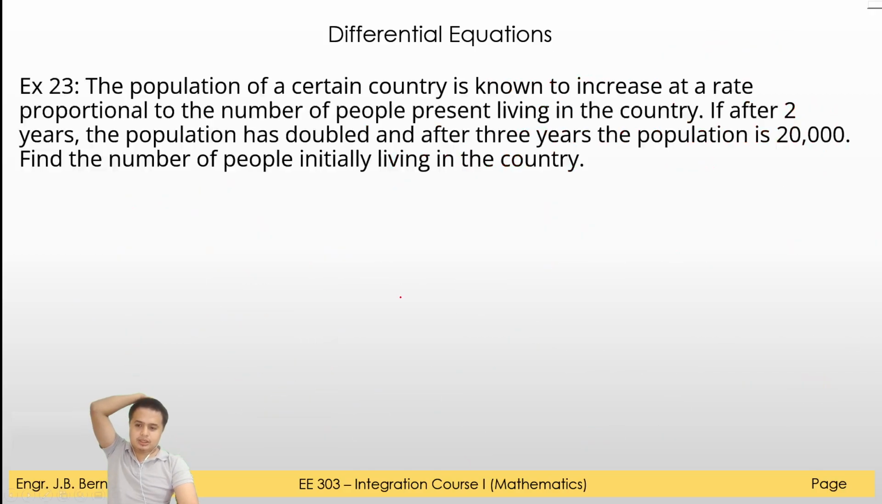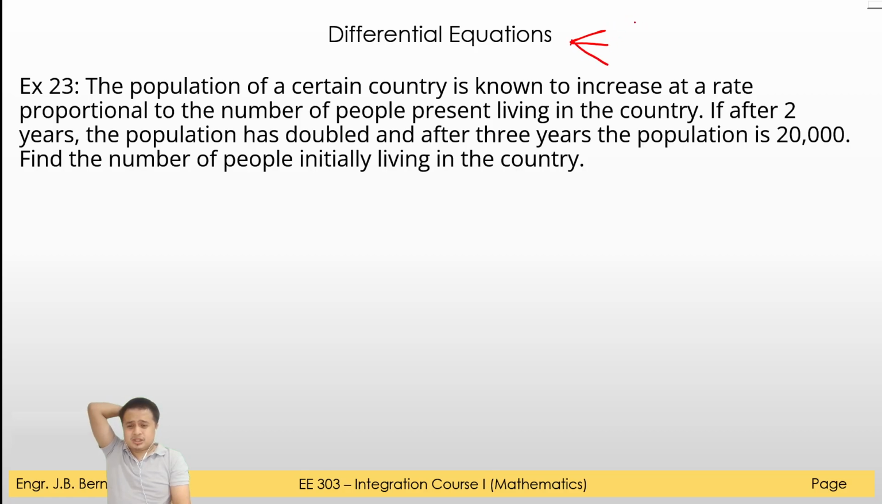Okay. I think this is the last one. So for the last one, we have this problem. The population of a certain country is known to increase at a rate proportional to the number of people present living in the country. If after 2 years the population has doubled, and after 3 years the population is 20,000, find the number of people initially living in the country. So this is an exponential growth problem. No, you can already say so.